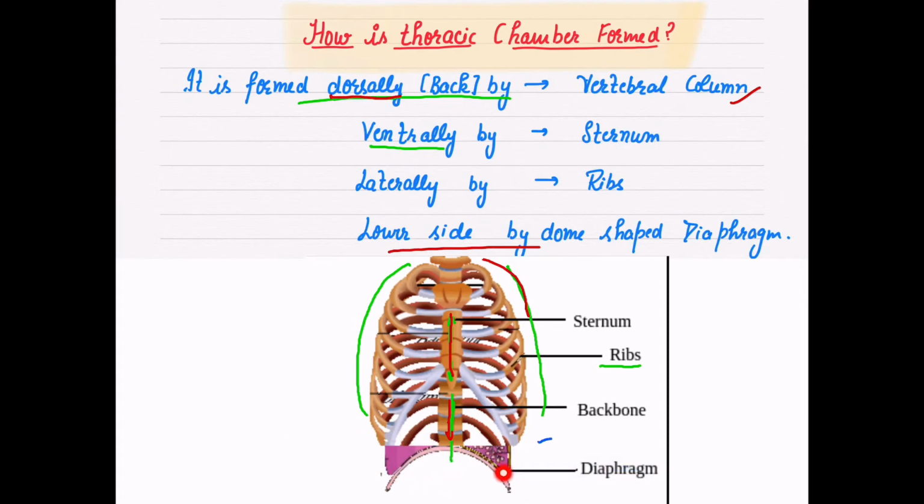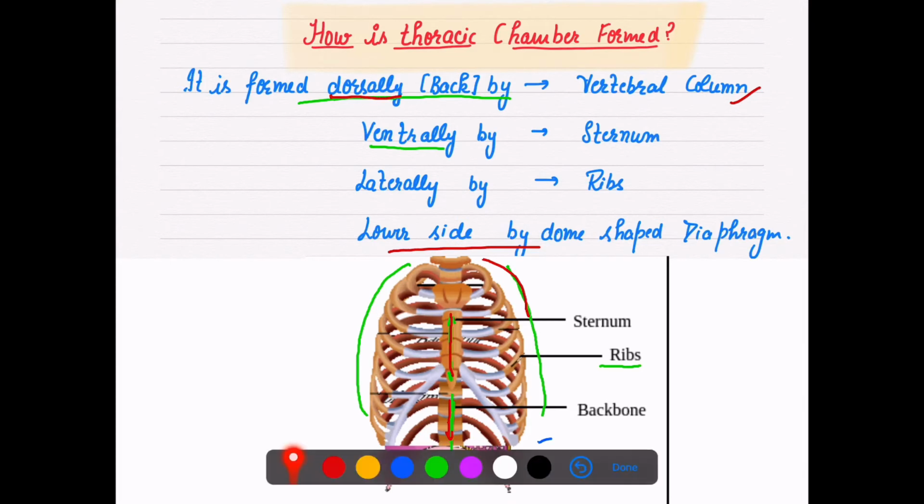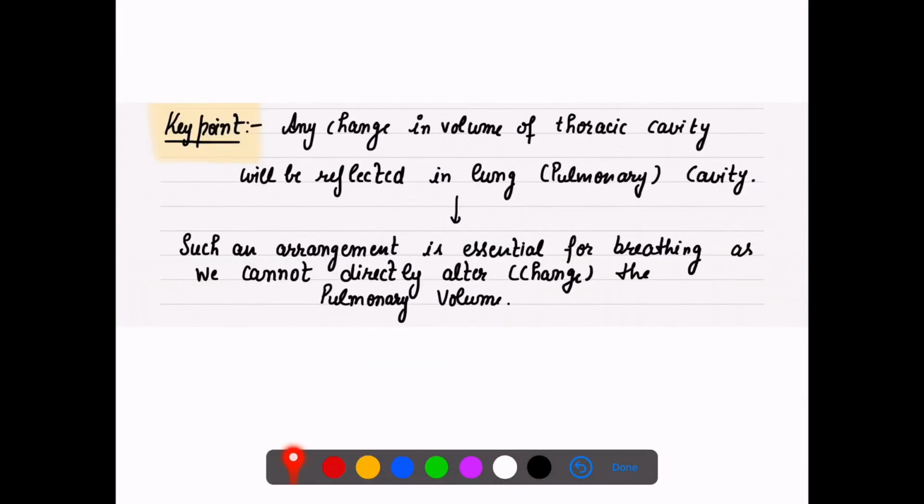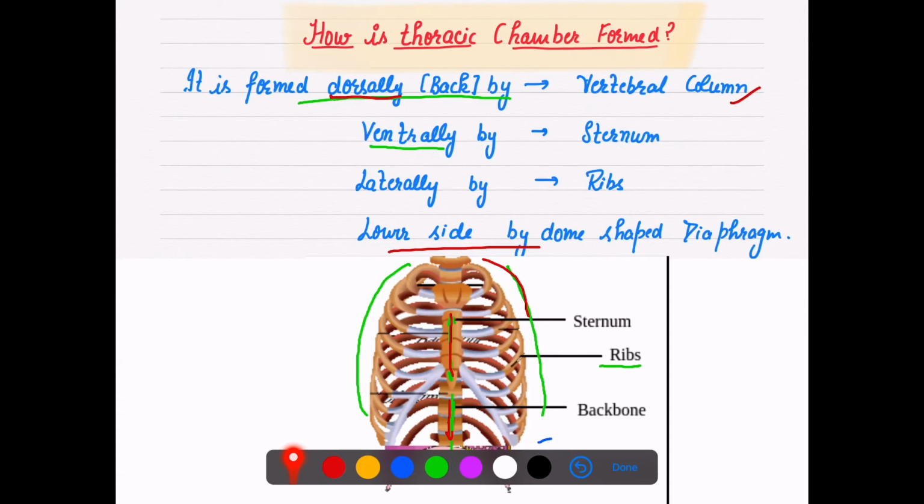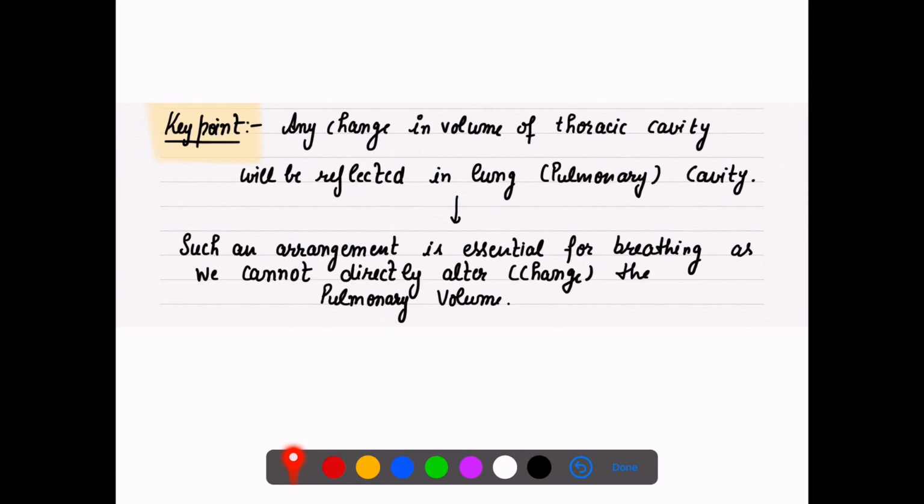This dome shaped diaphragm is present below these lungs in the abdominal cavity. Actually it is separating the thoracic cavity from the abdominal cavity. Now as you can see, this is an airtight chamber. So if even a small change in the volume of the thoracic cavity occurs, it shows a change in the lung cavity or the pulmonary cavity, and this change is essential for us to breathe in and breathe out.